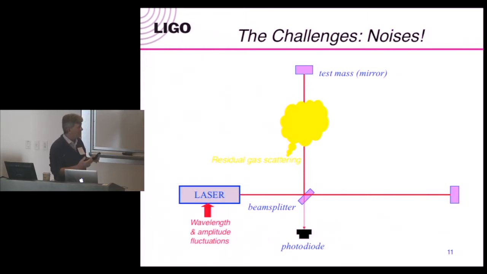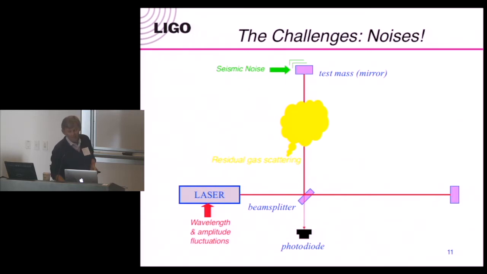Any laser has wavelength fluctuations, so the wavelength changes as a function of time. Sometimes it's 1.064 microns, sometimes it's 1.0640002 microns, and that happens dynamically. So there's just inherent noise in the production of laser light, and the amplitude, the power, fluctuates. Based on what I said before, you should immediately think that that's also something that could lead to a spurious signal.